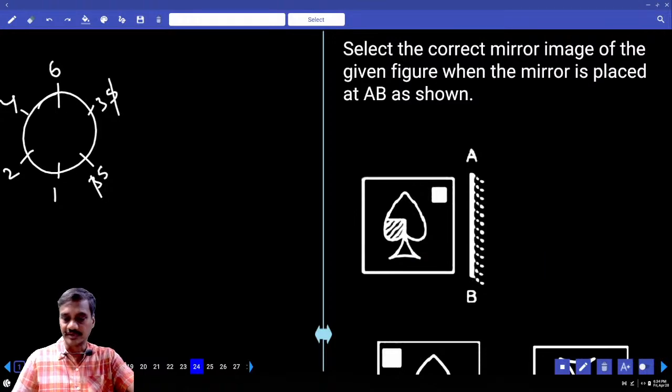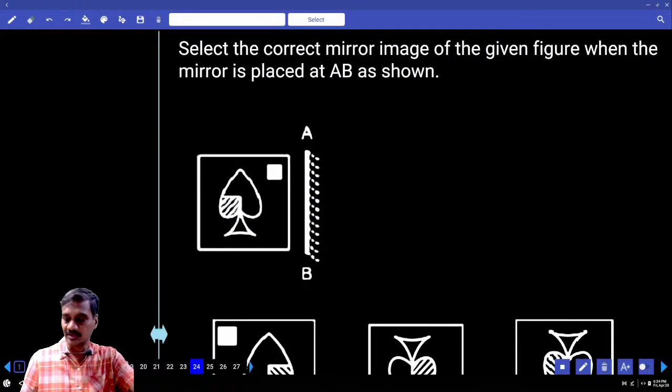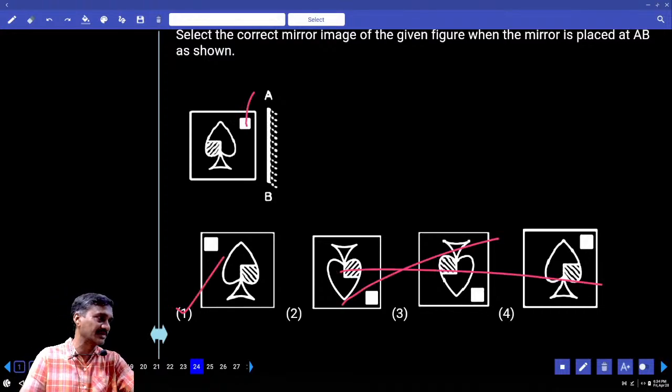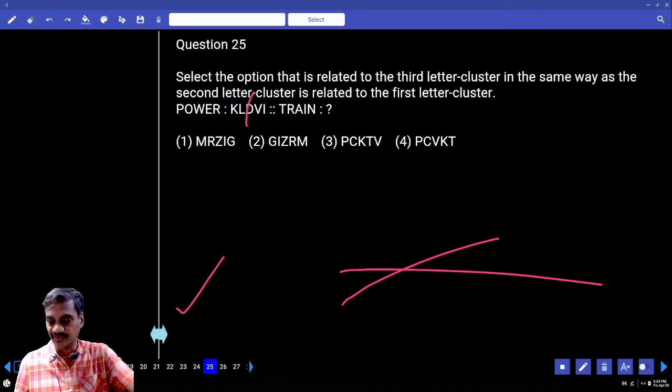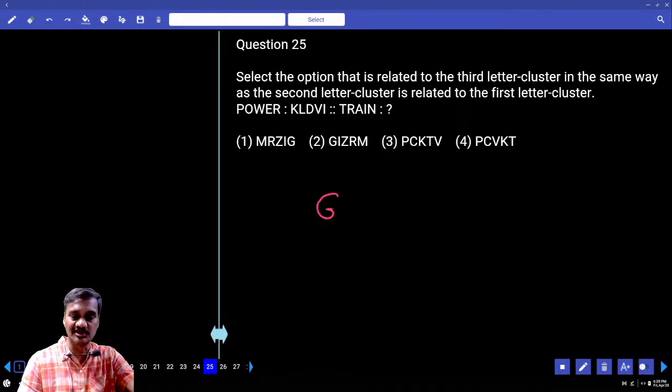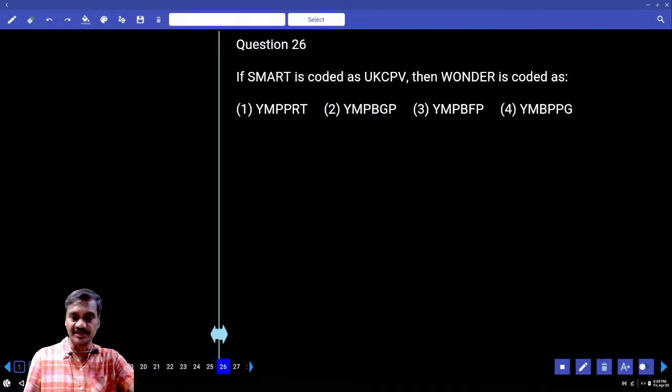Then 24, we need to find the mirror image of this. In a mirror image, this square must be towards the left-hand side among the given choices, so only choice 1 has it on the left-hand side. Then 25, letter analogy: P and K opposite, O and L opposite, W and D opposite, and for T the opposite letter is G. Choice 2, question 25.